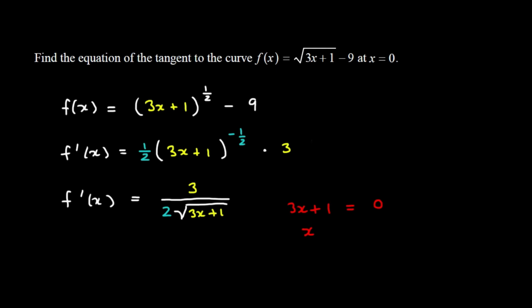So if I solve 3x plus 1 for x, of course I'd subtract 1 and I'd divide by 3. And this looks like that if we're trying to find the tangent slope at x equals negative a third, we're going to run into some issues with our derivative. So that actually means we have a tangent line that's straight up and down.